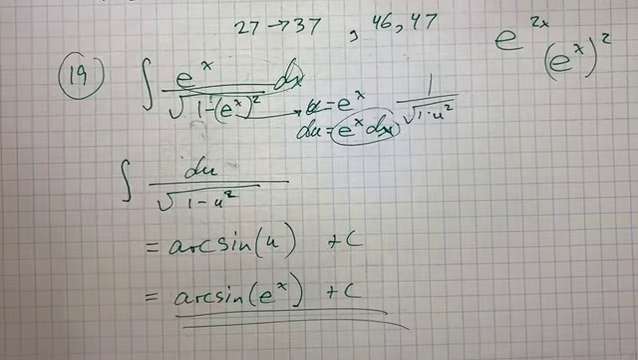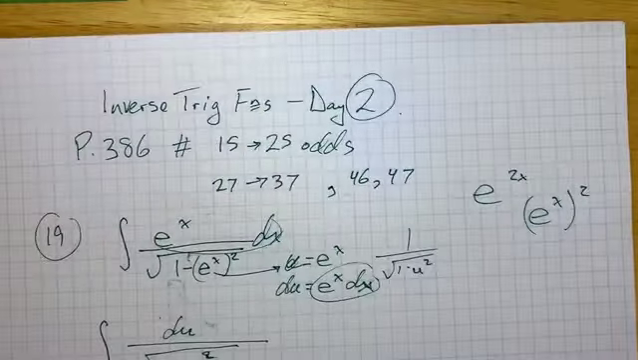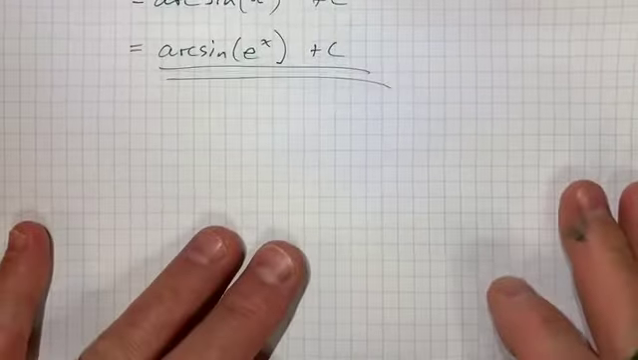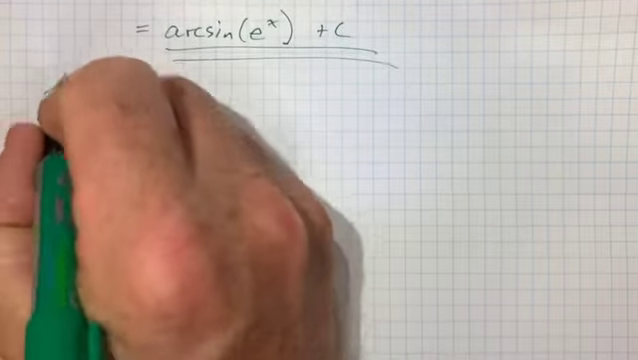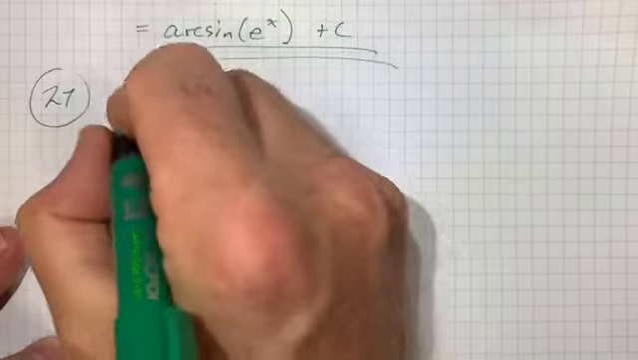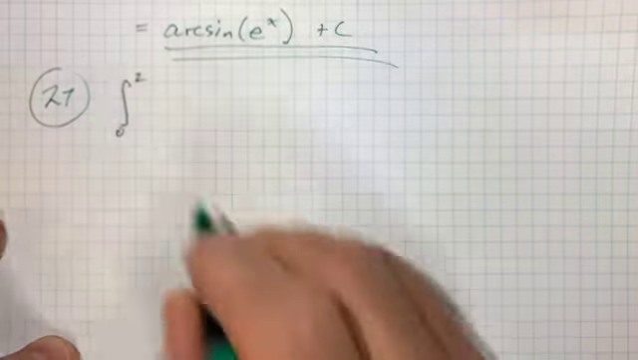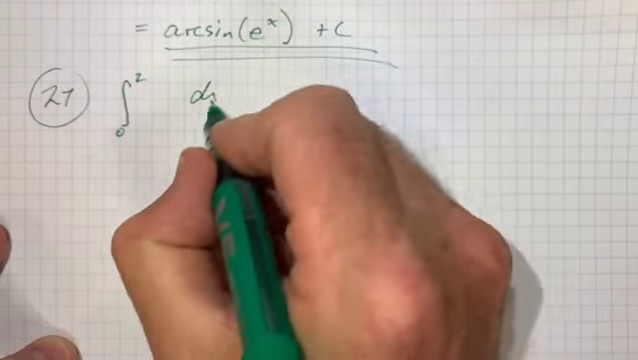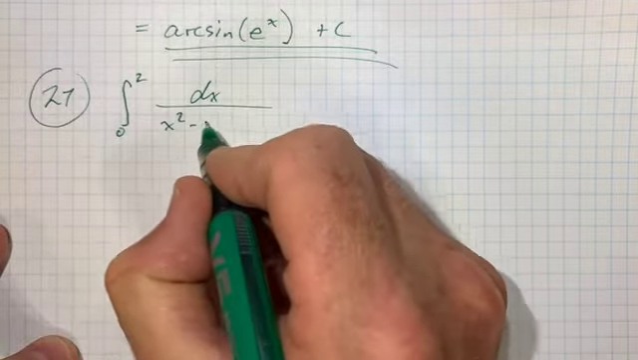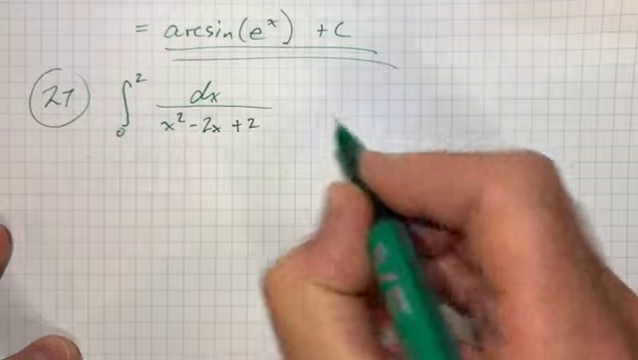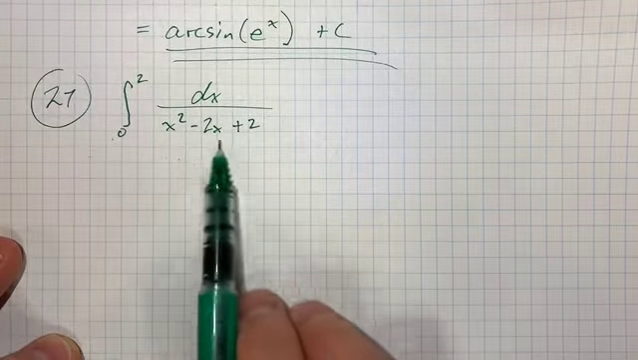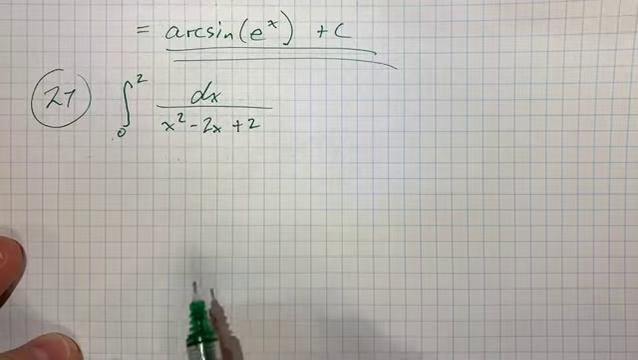Okay, let's try one that's a little bit different. How about number 27? 27 is a good one. What is 27? This is the integral from 0 to 2 dx all over the square root of x squared minus 2x plus 2. Okay, so I'll worry about this 0 to 2 later. First I'm going to figure out whatever this is, then I'll plug in 2 and I'll plug in 0.